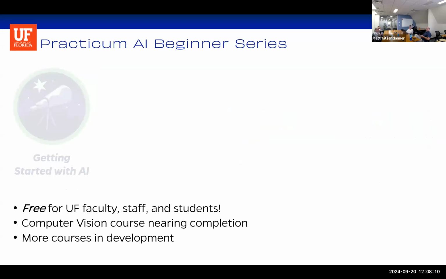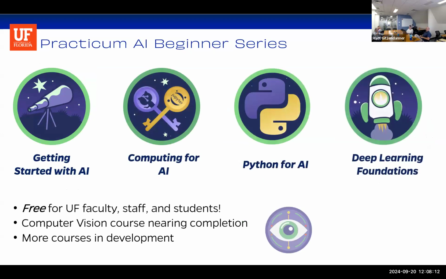But just focusing on the Practicum AI courses for a second, we have 4 courses online now, which are what we refer to as our beginner series. So the Getting Started with AI course doesn't have any coding. I'm pretty sure it doesn't. It's just a general introduction to what is AI, how can it be used, a little bit on AI ethics and a few other things like that.